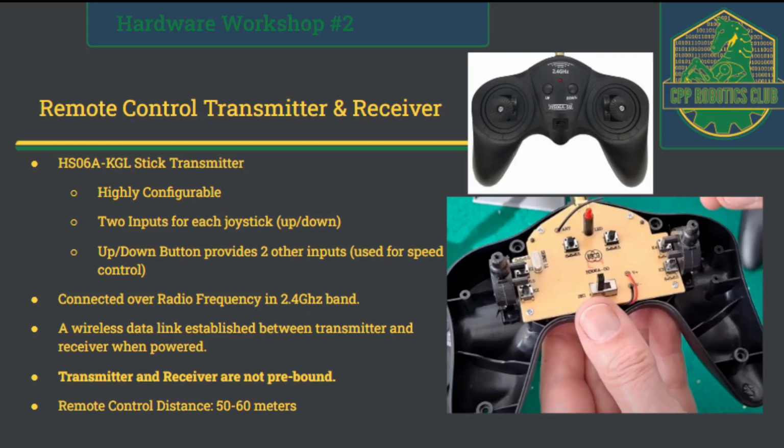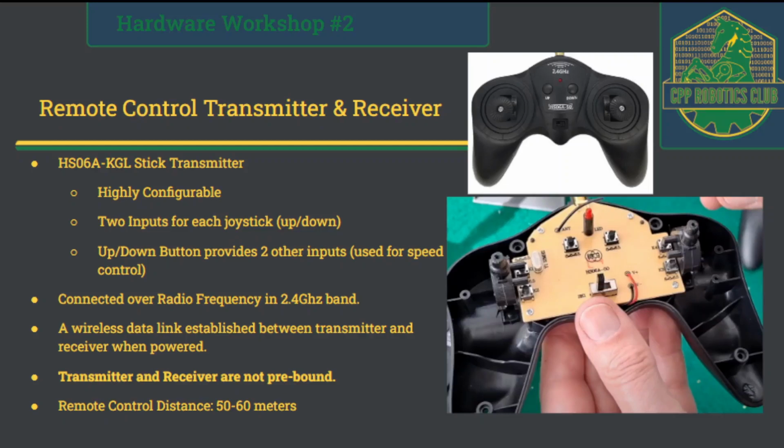In total, there will be 3 channels: 1 channel for the left stick, 1 channel for the right stick, and 1 channel for the up and down buttons. Each channel has 2 different outputs, and when each button is pressed, one of those outputs becomes 5 volt. So that's a simple boil down of how the transmitter and receiver work.